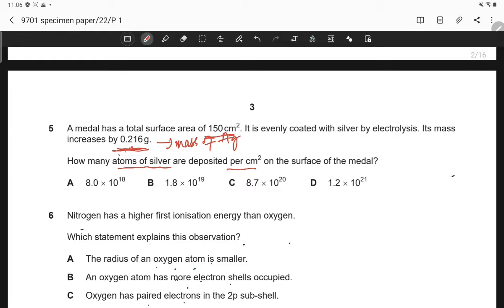We can calculate the number of moles. n of silver is 0.216 divided by the Ar of silver in the periodic table, which is 107.9. So 0.216 divided by 107.9 is equal to 2.0 into 10 raised to the power minus 3 moles.